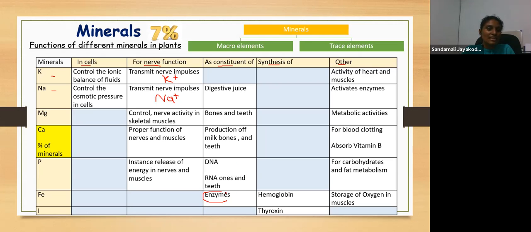When we take different enzymes, they have iron molecules. That means ferrous, Fe, iron molecules in them. And then it was in this section under the synthesis, we have ferrous iron and then iodine, those two. Iron is required to create the hemoglobin molecule. And then thyroxine is produced with the presence of iodine.